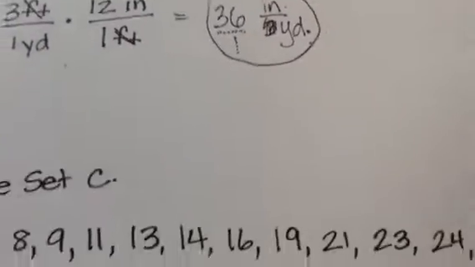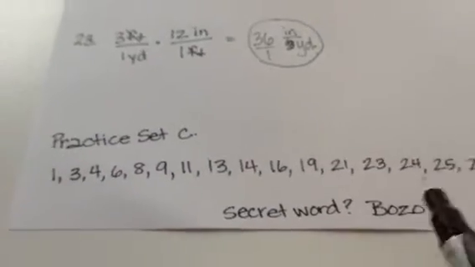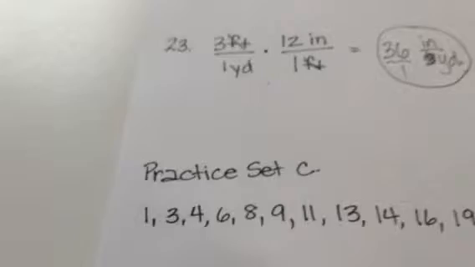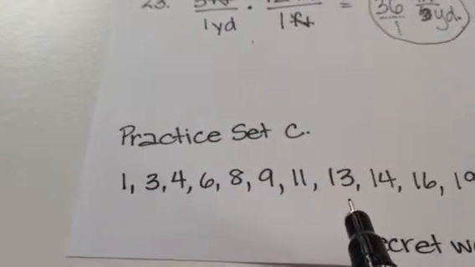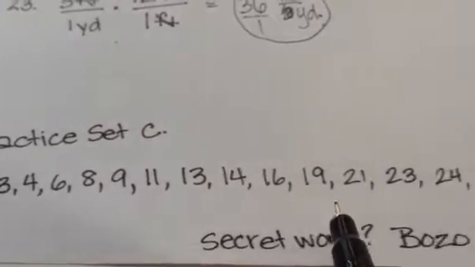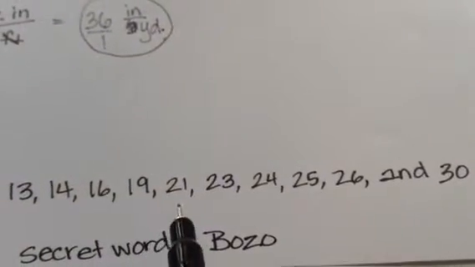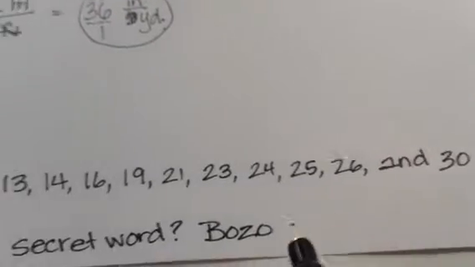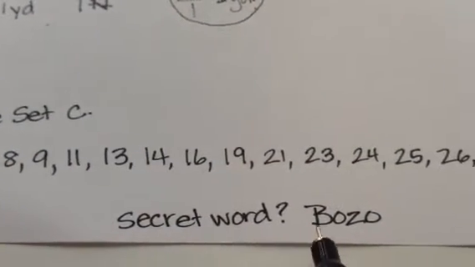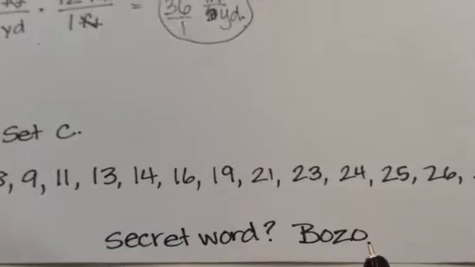All right, here is your assignment and your secret word. So I want you to do 1, 3, 4, 6, 8, 9, 11, 13, 14, 16, 19, 21, 23, 24, 25, 26, and 30. And the secret word for this lesson is Bozo.